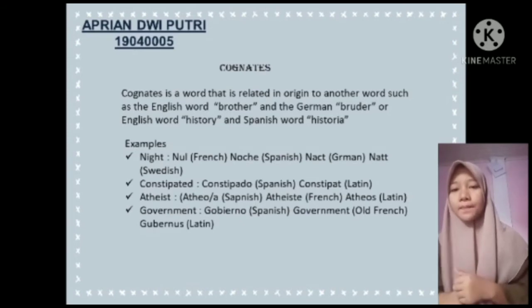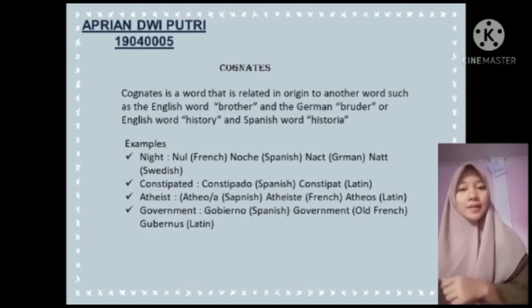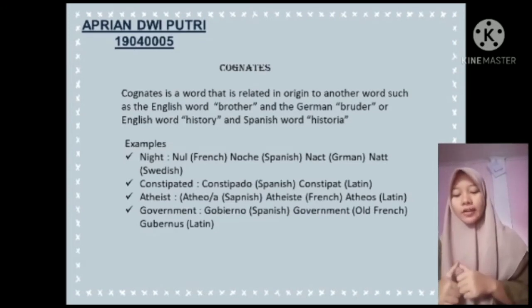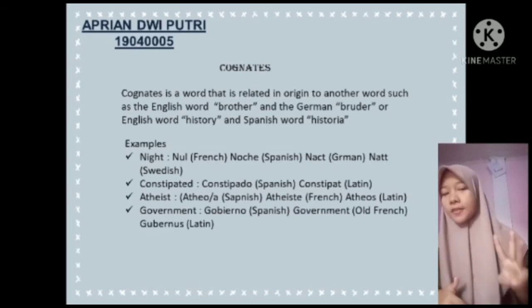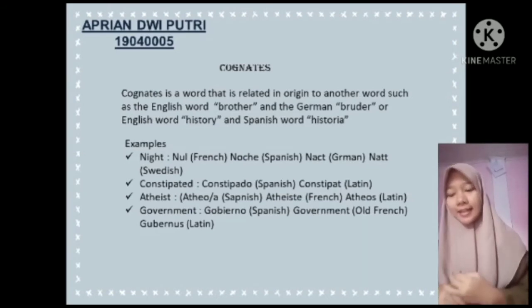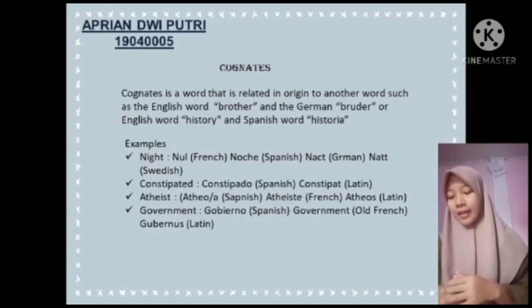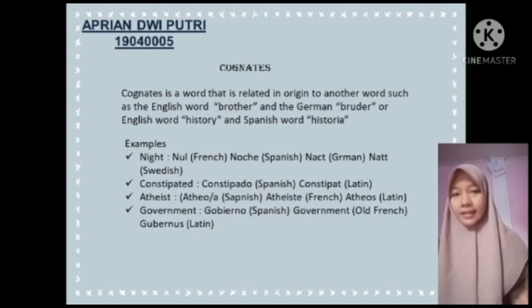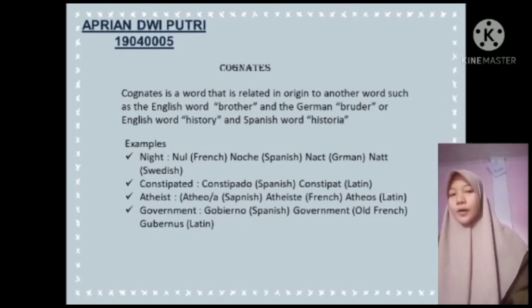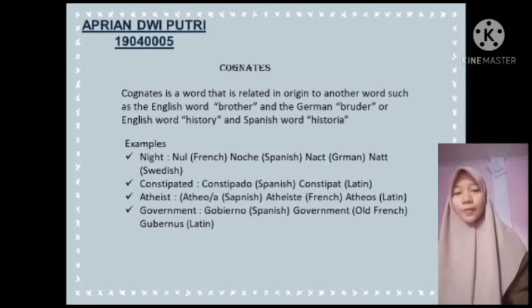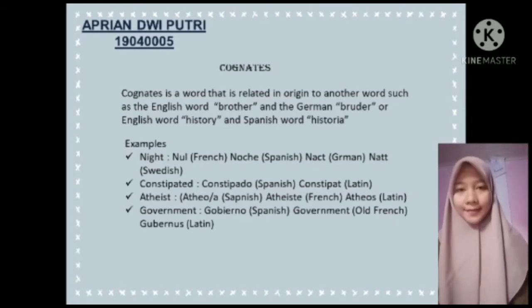And the second example is the word constipated, constipado in Spanish, and in Latin, constipate. The third example is the word atheist, ateo in Spanish, athée in French, and atheus in Latin. And the last example is the word government, gobierno in Spanish, government in Old French, and gubernare in Latin.